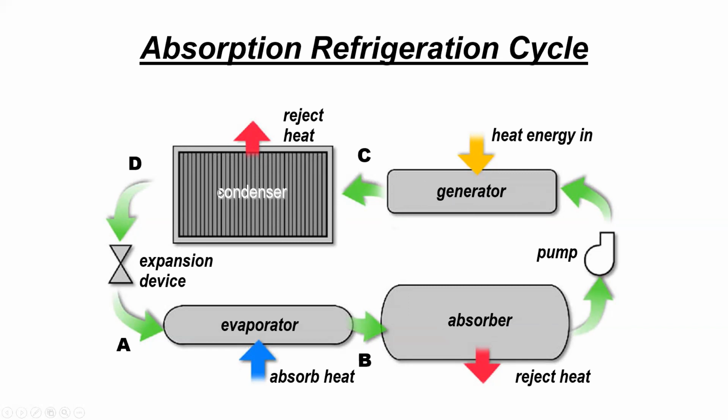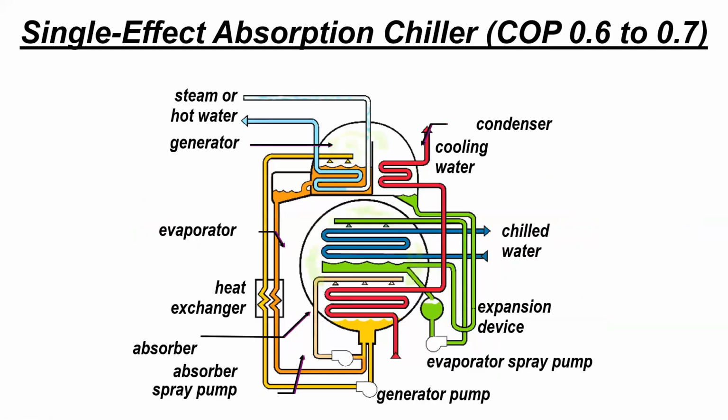So the condensed water rejects the heat, goes back through the expansion valve, and repeats the cycle. This way we are absorbing heat on the evaporator side just by providing heat in the generator. That heat could come again from the steam or hot water.